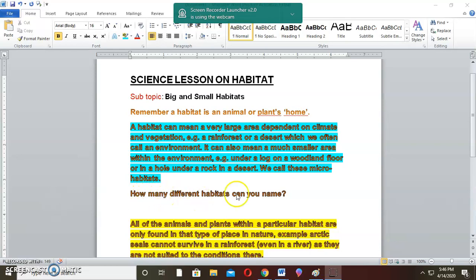So how many different habitats can you remember? Can you try and remember the different habitats that we've learned so far? List them down. Okay, so let's continue.